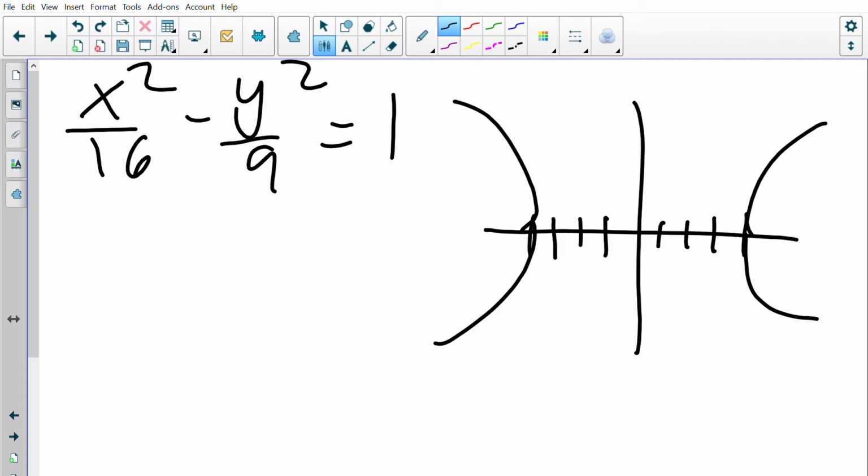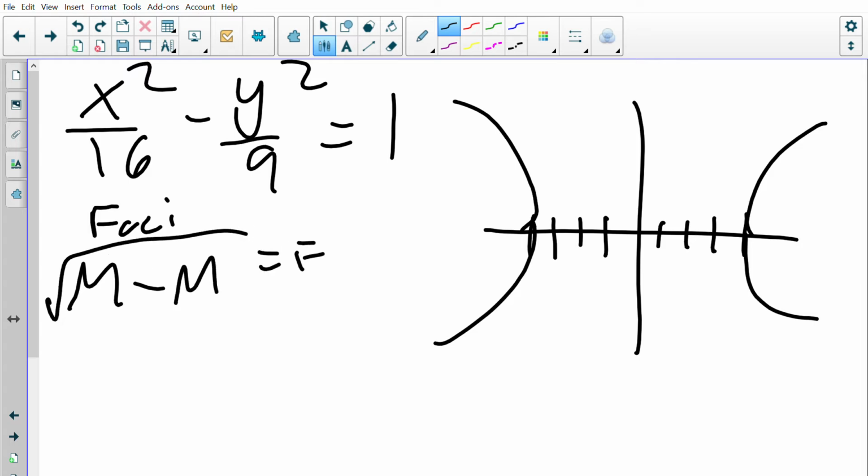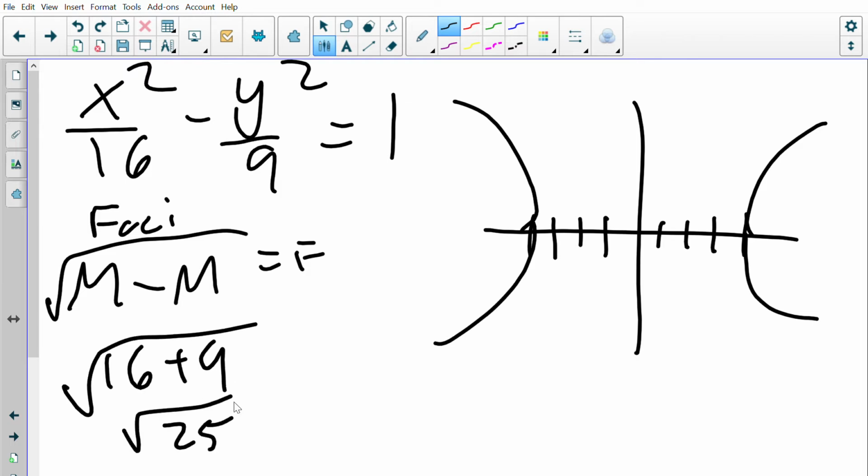To find our foci, with an ellipse, we added or did major versus minor, square rooted, and then we found it. With a hyperbola, we're going to do the complete opposite. So we are going to take our first term, 16, our second term, add, and then square root. So then I get the square root of 25, or 5, is going to be my foci. So 1, 2, 3, 4, 5.